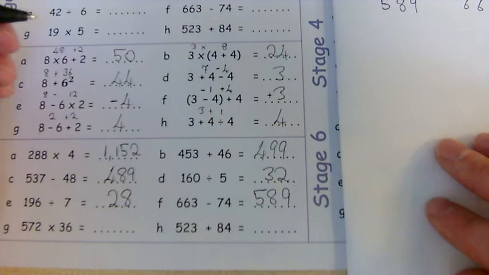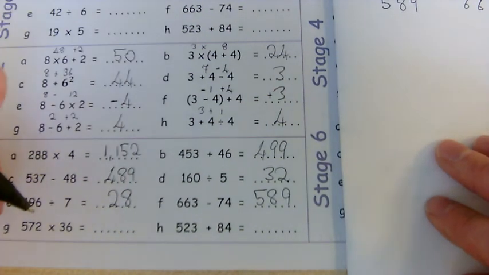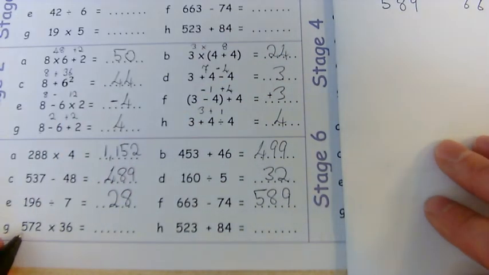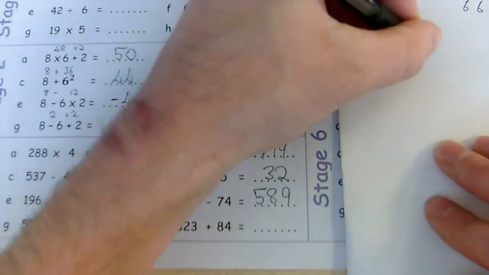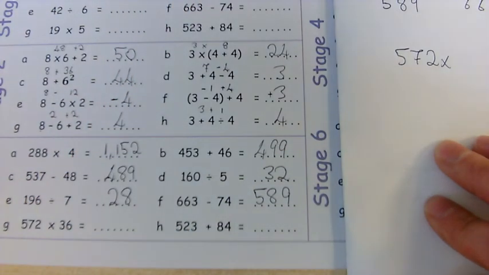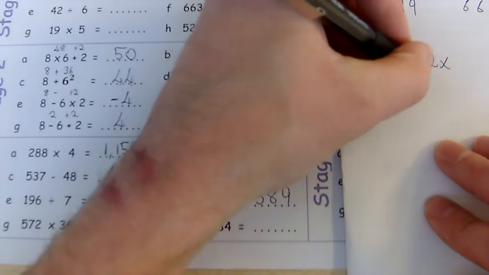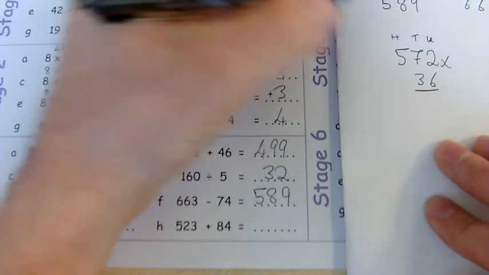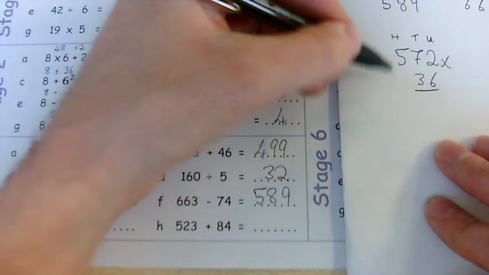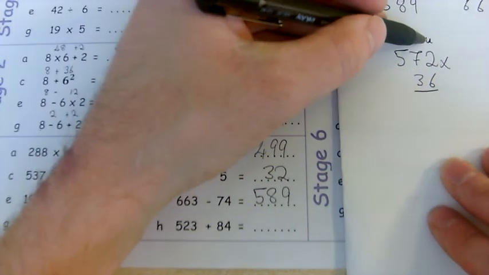G, this time we've got a bigger multiplication one, given that it's 3 digit by 2 digit. Again, try and keep bigger number on top. It's a lot more straightforward that way. Digits are aligned in the correct columns, and always start with the units column when you're multiplying.